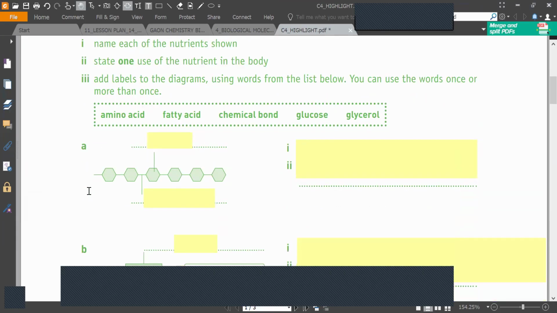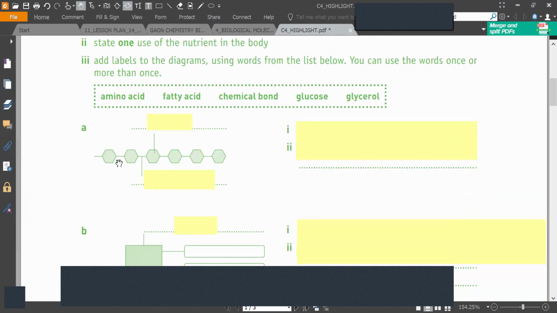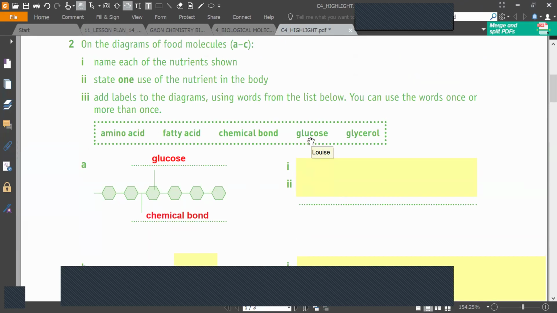So we have this on the diagram. We need to label it. This one we know straight away. This one will be the glucose subunit, and then the bond will be chemical bonding between the glucose subunits. So what do we call this? For part 1, we need to give the name. For part 2, we need to tell the use. What is it used for?